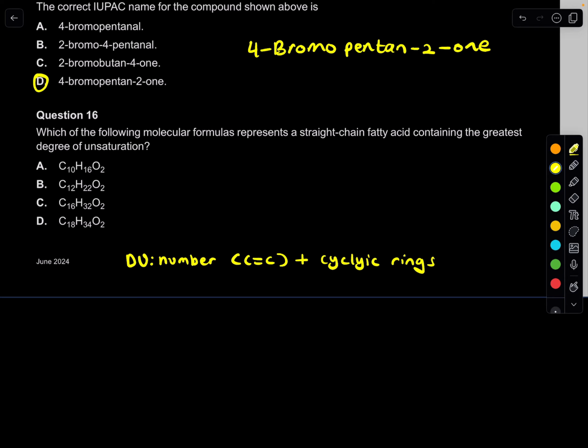Now, we don't actually have to worry about cyclic rings in this case because it's a straight chain fatty acid. So when we calculate the degree of unsaturation here, we're just calculating the number of carbon-to-carbon double bonds. Which of these molecules has the highest number of carbon-to-carbon double bonds? How do we do that? There is a formula, the degree of unsaturation formula.